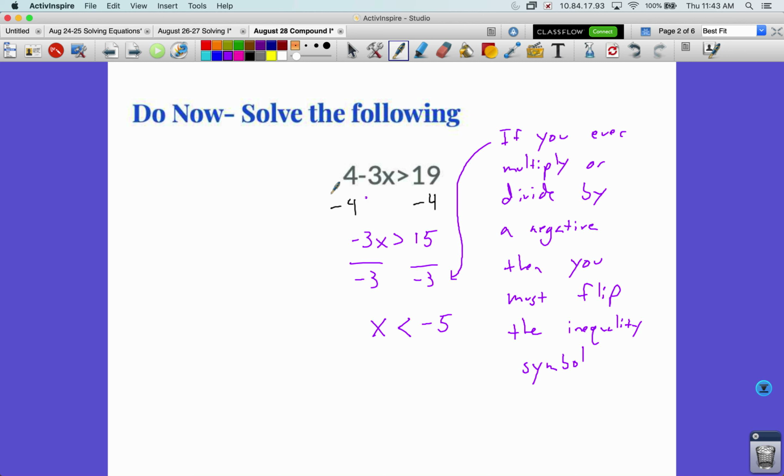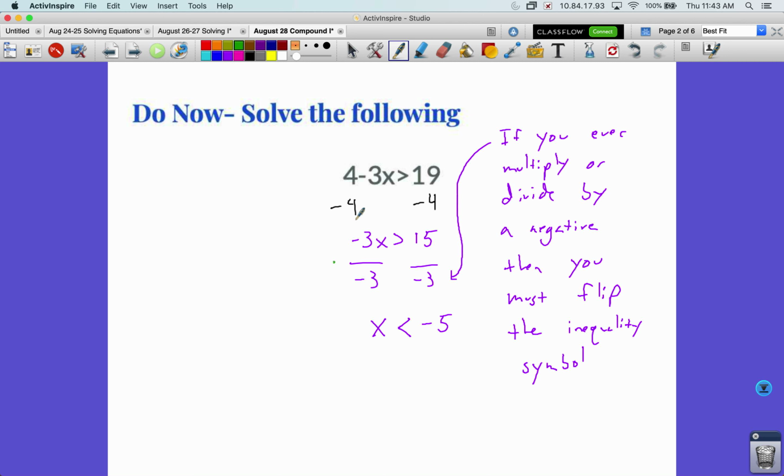A common mistake would be something like this. Here I subtracted 4. Some people see that negative and think that it needs to flip here, but this was just a subtraction step. Subtraction doesn't count here. It's multiplying or dividing by a negative. It flips the polarity of the whole problem. And there's a way to double check this.